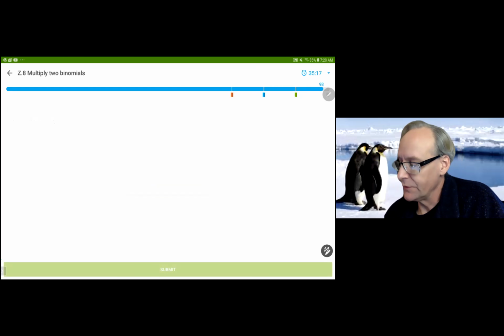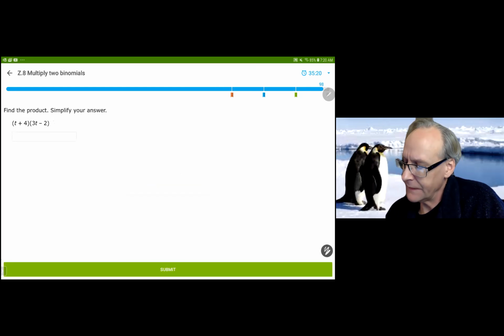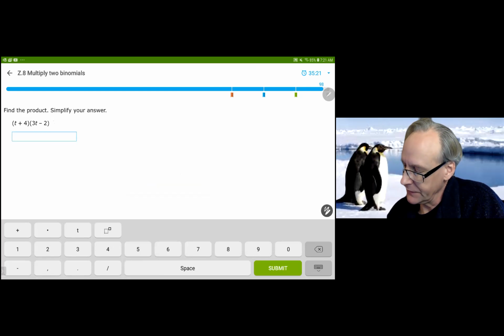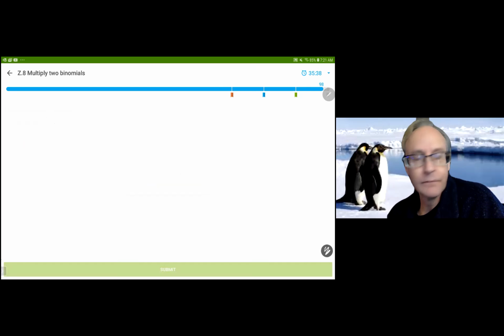Looks like maybe 1 or 2 more. Oh, they gave us a nice easy one. We've got a 3t squared. We have a 12 minus 2. That's plus 10t. I know you can do this. And the last is minus 8, isn't it? And we have one last one.